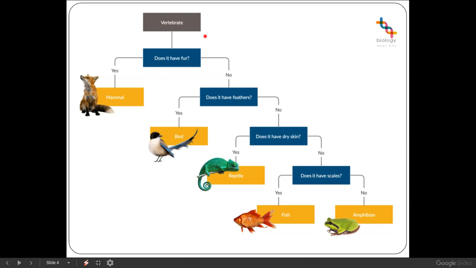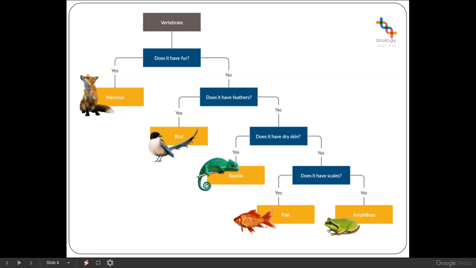We would go through the questions. So does it have fur? No, a fish does not have fur. Does it have feathers? No, it does not have feathers. Does it have dry skin? No, it doesn't. Does it have scales? Yes, it does. And that takes us to fish. So a very simple key like this helps you identify the type of organism that you've got.